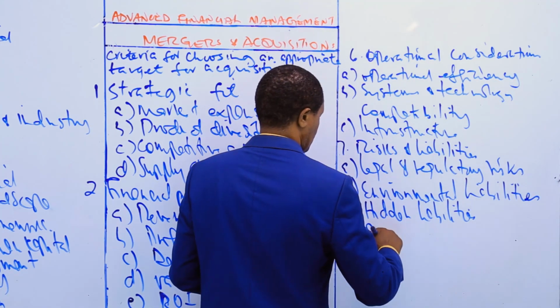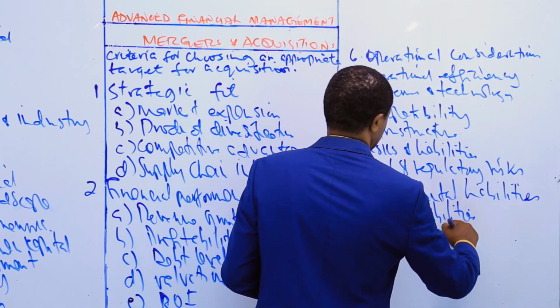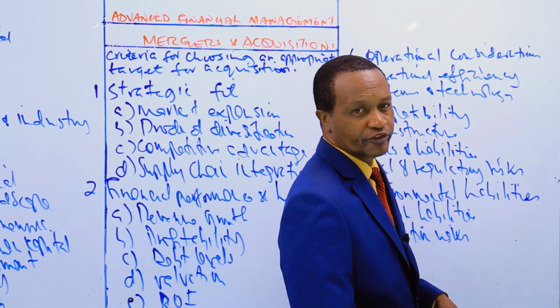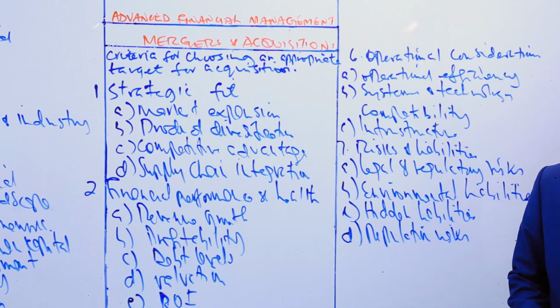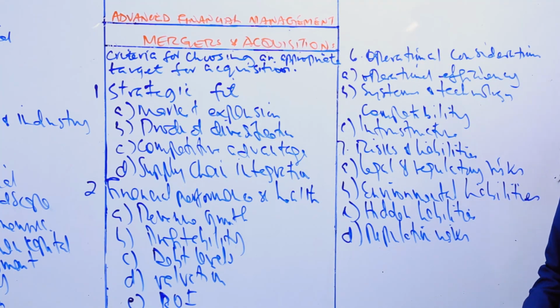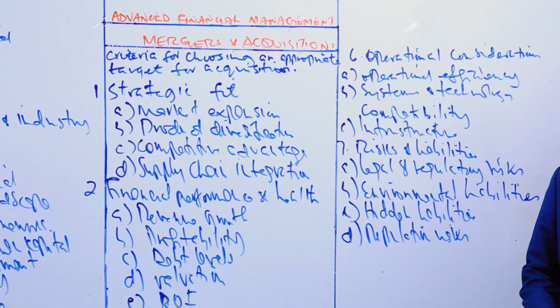4, reputation risks. The acquirer has to check if there is any negative public perception or reputation damage associated with the target.